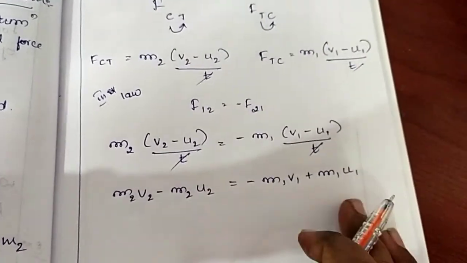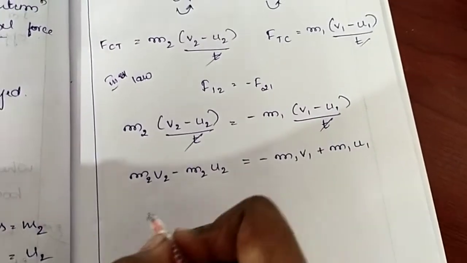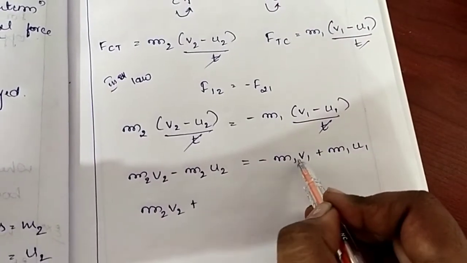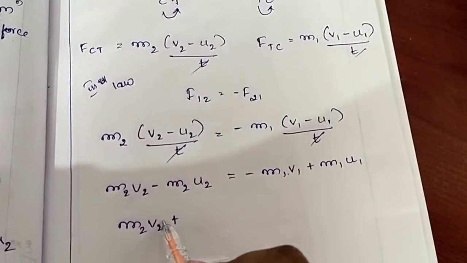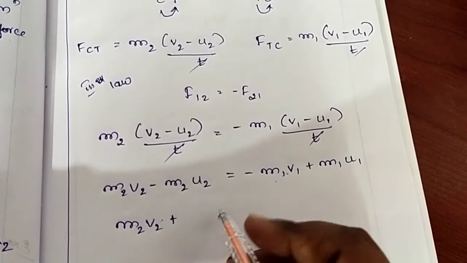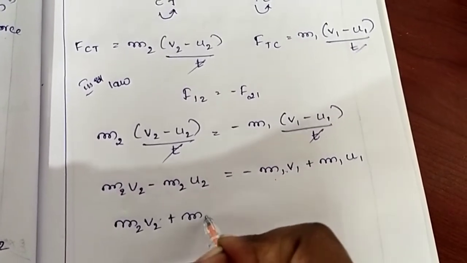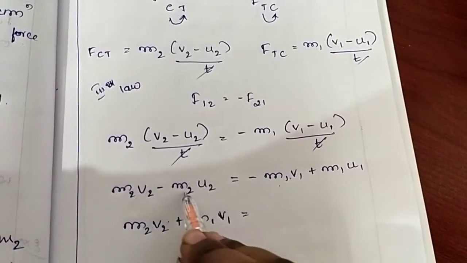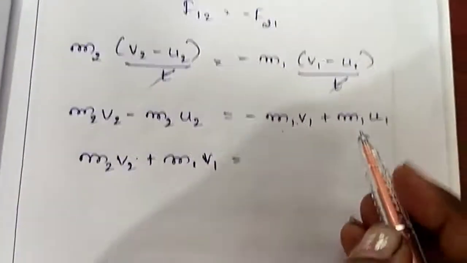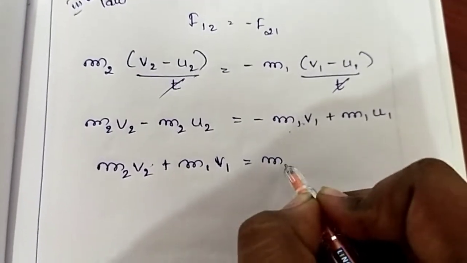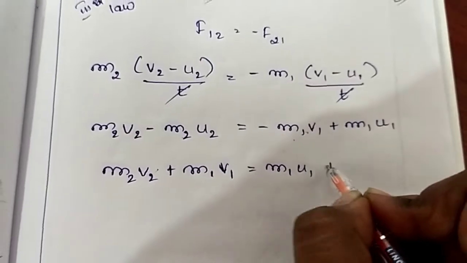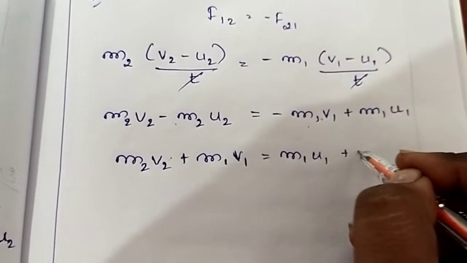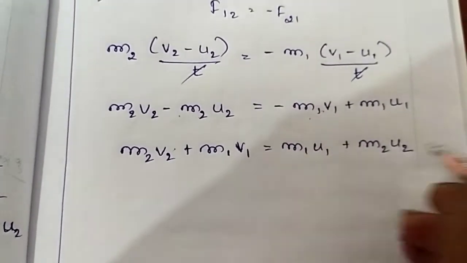By taking this on one side, let us take it like this: M2 V2 plus, taking this here, the negative sign becomes positive when it comes to this side. So, we'll move it to one side. That will become M1 V1, which is equal to, here it will be moving to the other side, where the positive sign will be over here, like M1 U1 plus, the negative sign becomes positive when it comes to the opposite side. So, it will be M2 into U2.